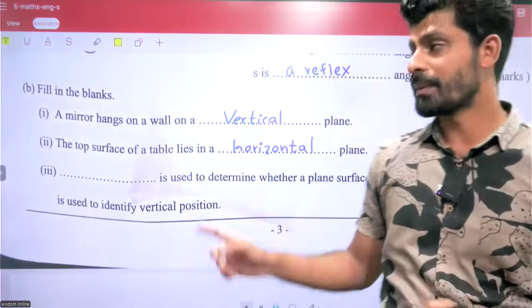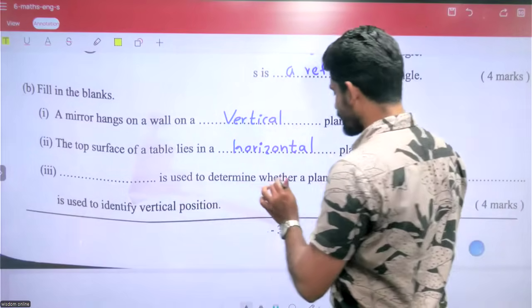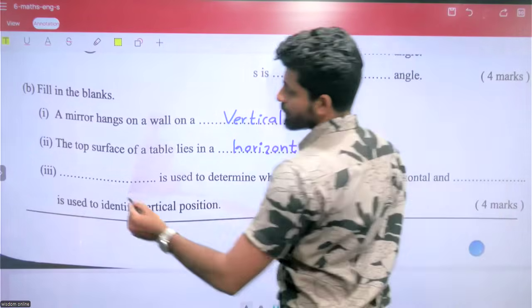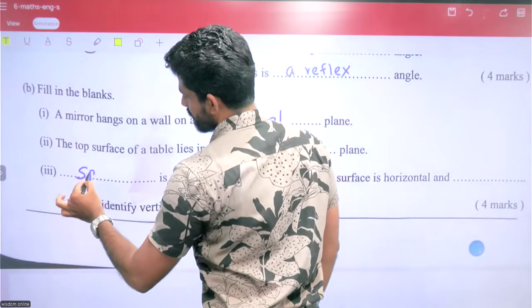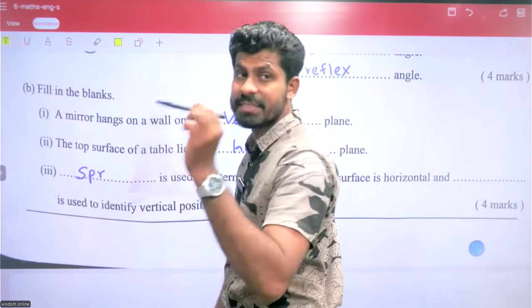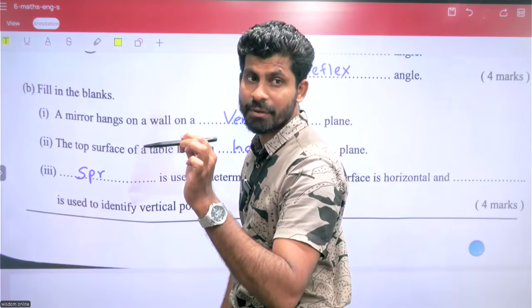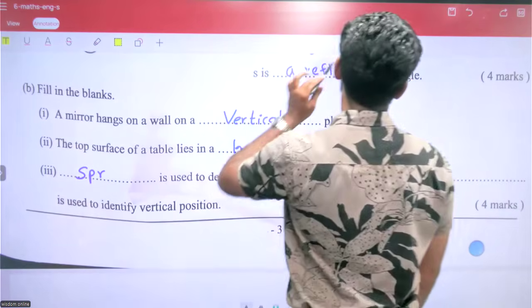So this one means the spirit level is used to check whether a plane surface is horizontal. Right? Spirit level. Just quickly note it down. Spirit level.